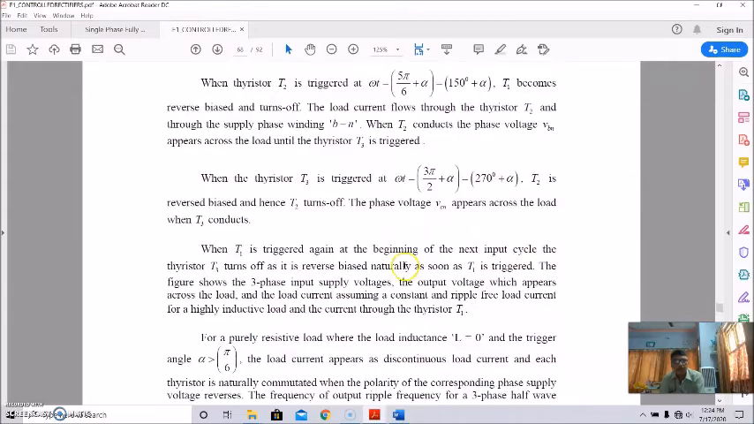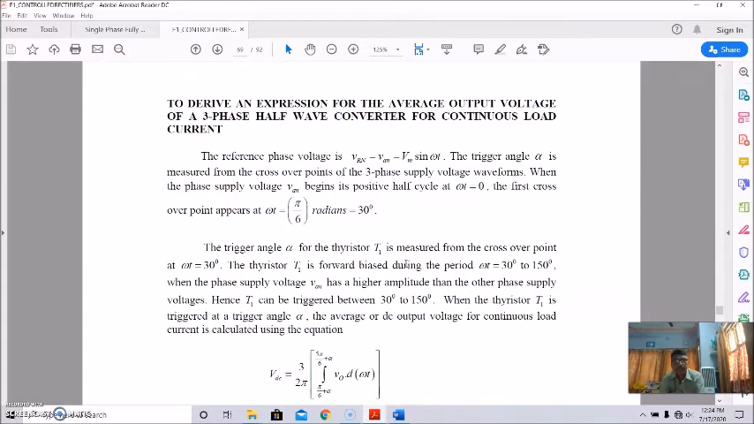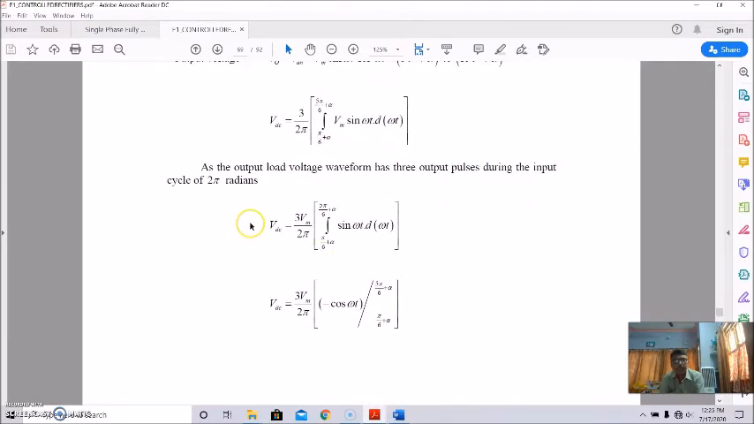So we can write like this. Basically, VDC will be 3 VM. So take out the VM outside this integration sign. So it's 3 VM by 2 pi, integration from pi by 6 plus alpha to 5 pi by 6 plus alpha, sine omega t d omega t.